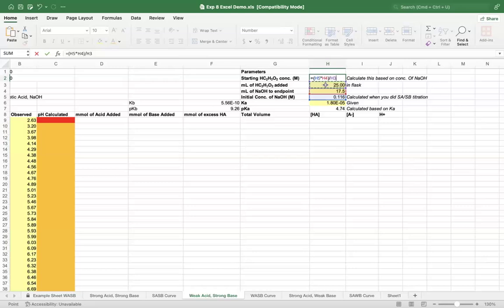H5 times H4 divided by H3. I suppose you could have done H4 times H5 also in that order. All right, so we get this concentration of our starting acetic acid.